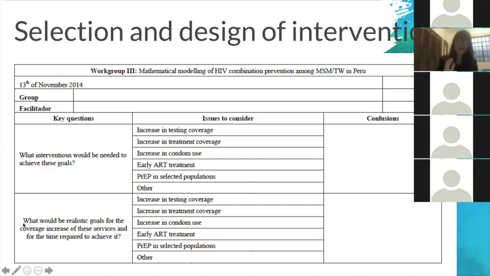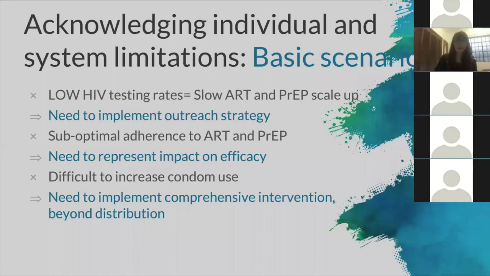And then the second question actually directly informed the parameters of my model. What would be realistic goals for the coverage increase of these services and for the time required to achieve this? I was basically asking, by how much do you think it is realistic to expect that testing coverage will increase, that treatment coverage will increase? By how much do you think increases in condom use are feasible? All of this was discussed, and we came to consensus prior, basically.